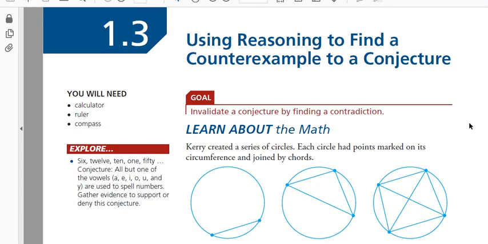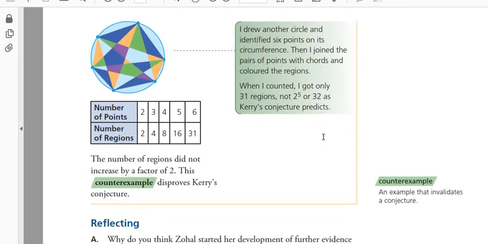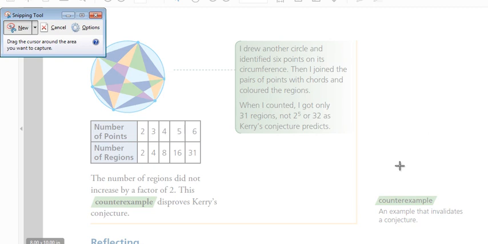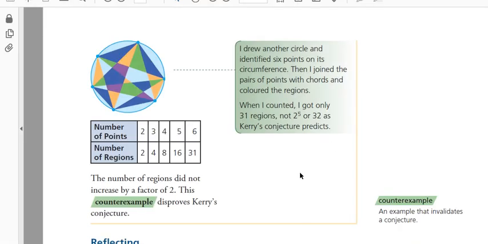All right, 1.3. As we combine these two, 1.3 talks about reasoning to find a counterexample to a conjecture. All right, what is a counterexample? You're going to see a counterexample definition in your textbook right here. Okay? So a counterexample is an example that invalidates a conjecture.